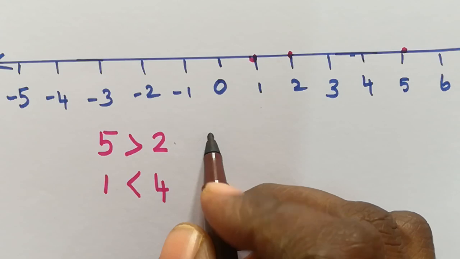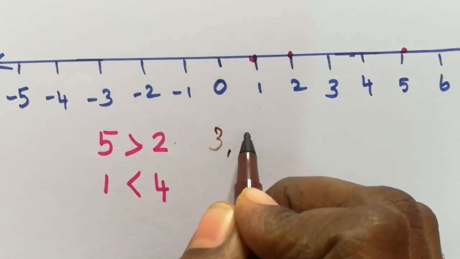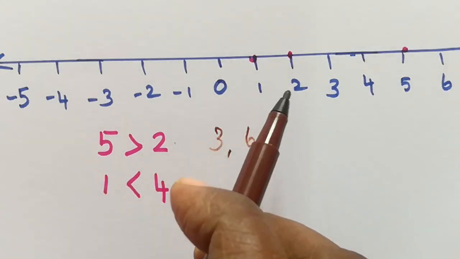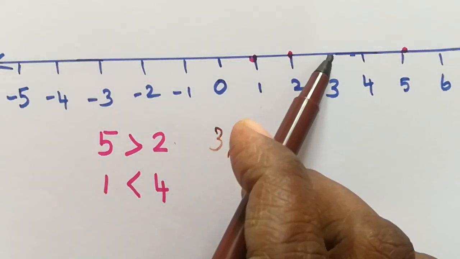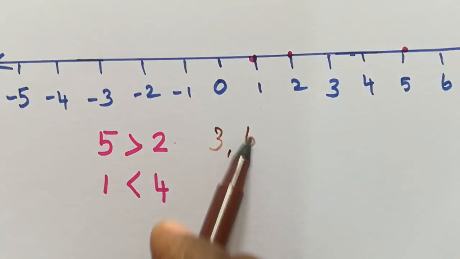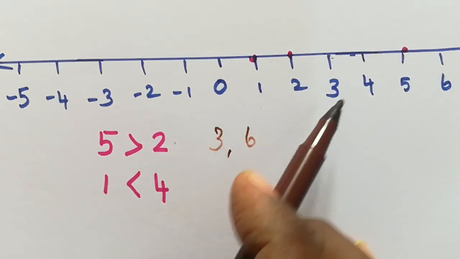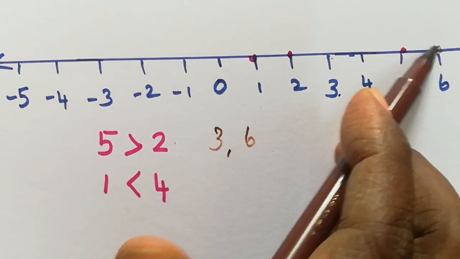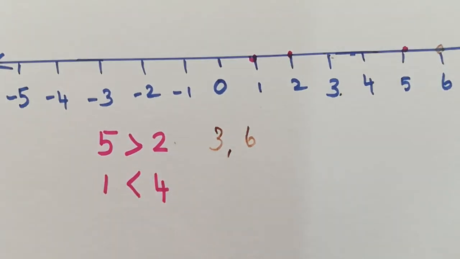For example, when you compare 3 and 6, which is greater? Look at the number line. 3 starts here, isn't it? 3 is on the left side, 6 on the right side of the 3, isn't it? So 6 is greater. This same method we are going to use to compare negative integers also.